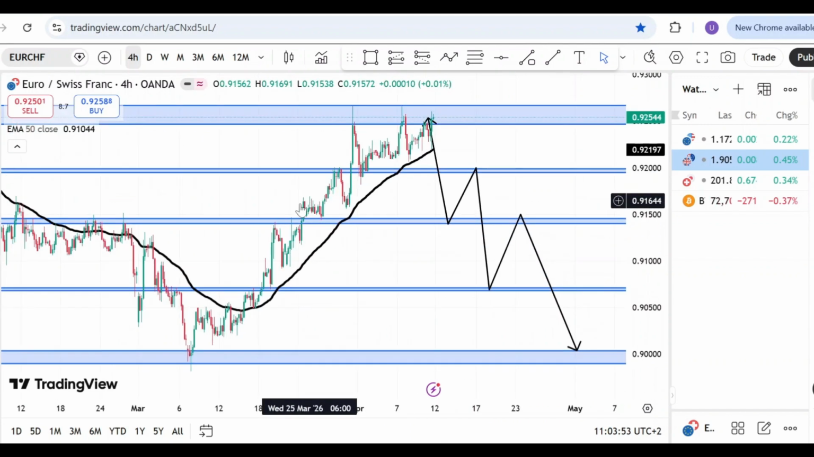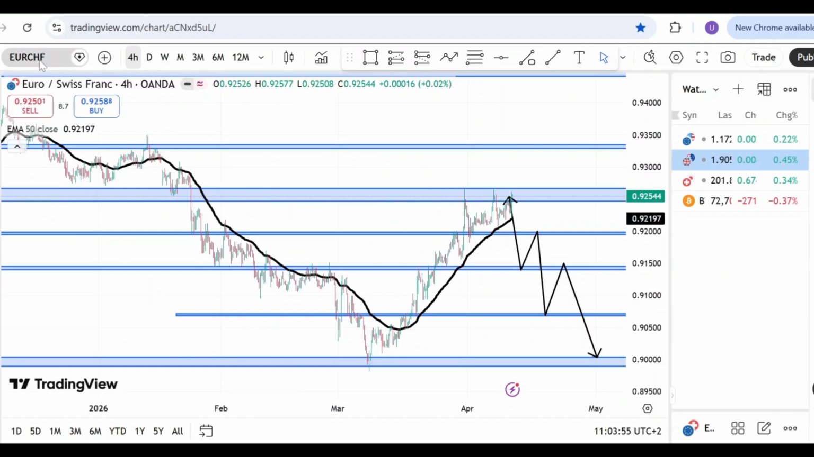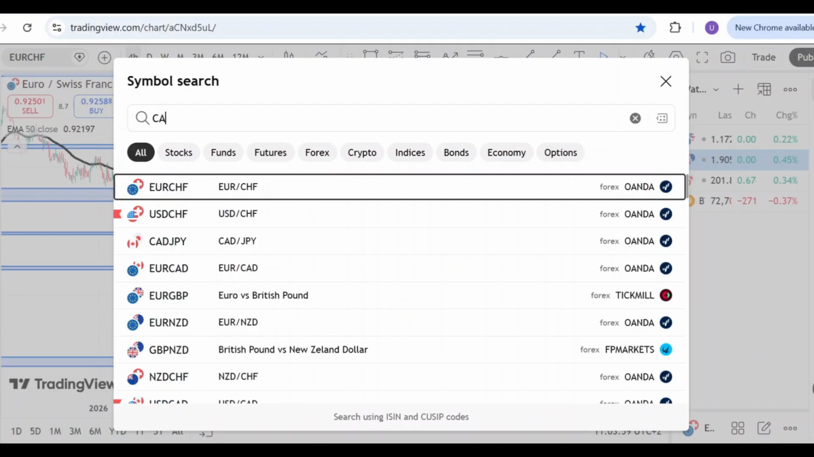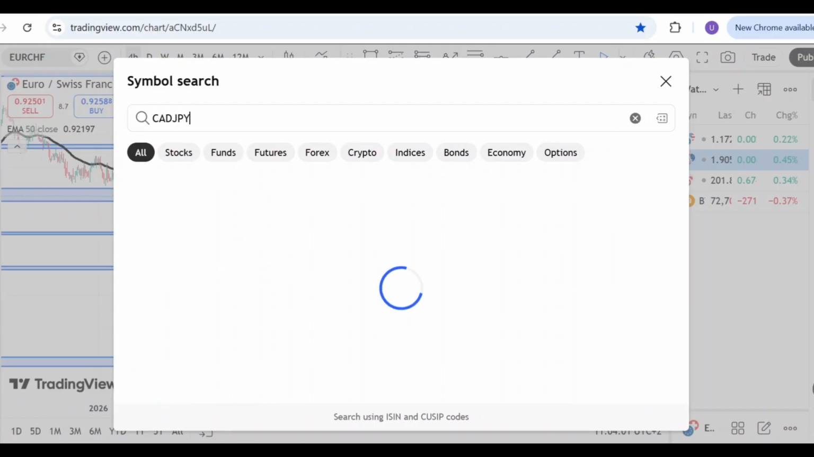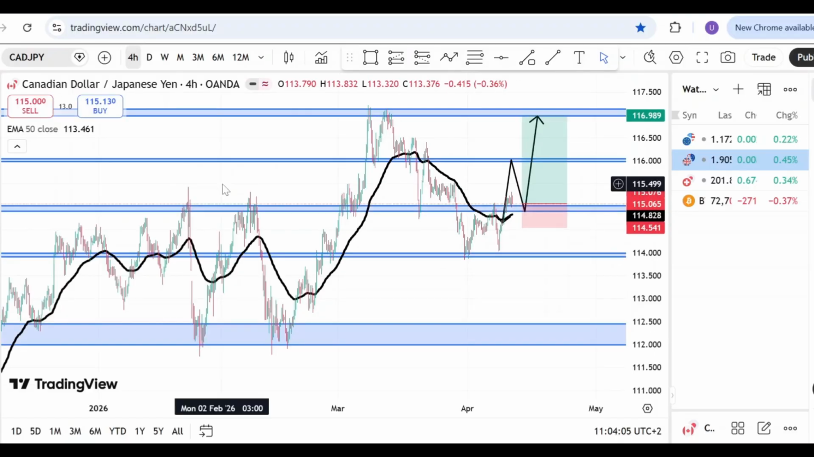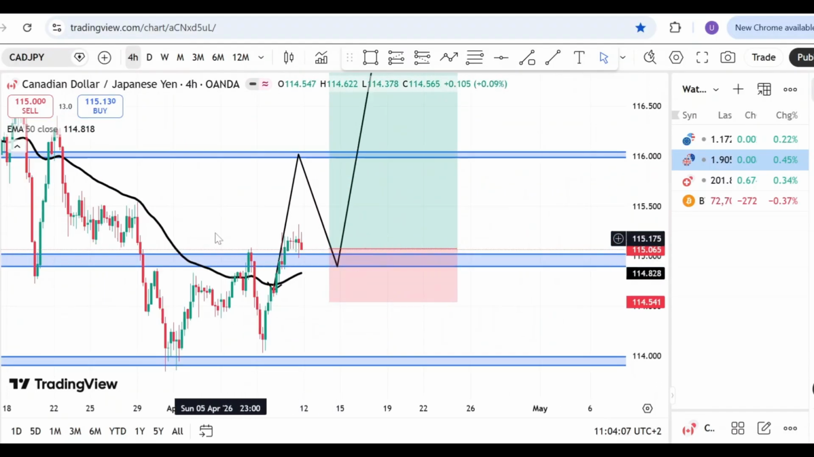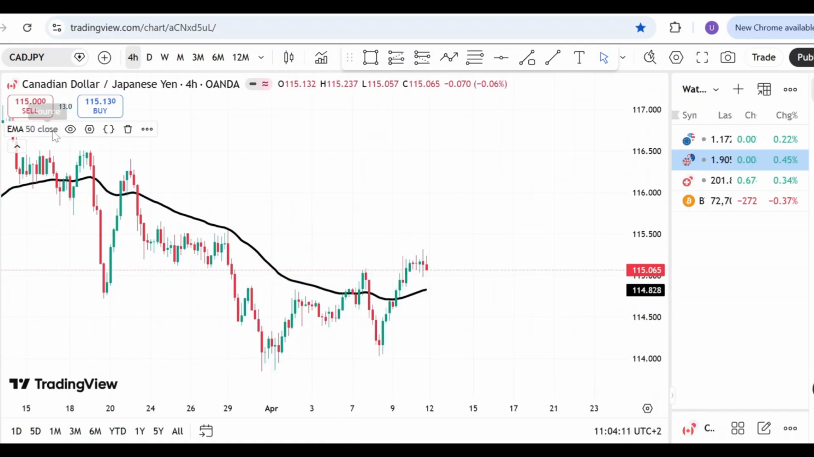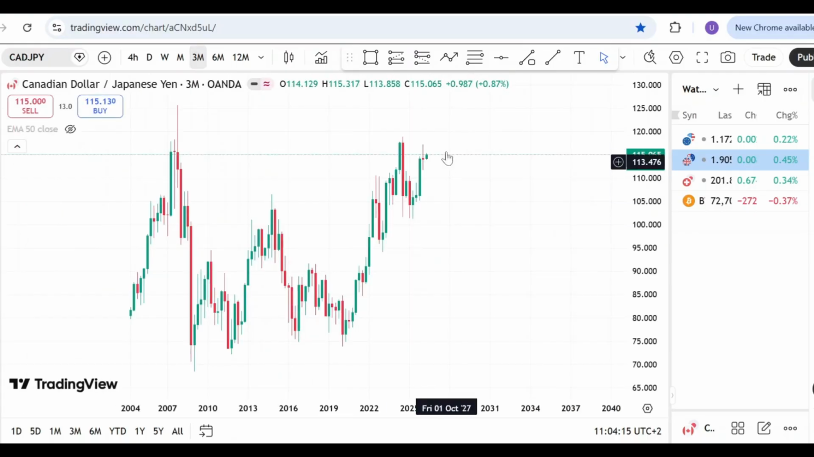This is also EUR/CHF. Let's try with CAD/JPY also. Those are secondary pairs. CAD/JPY, we are looking for a buy, but let's go to the 3-month time frame to see why I'm looking for a buy.